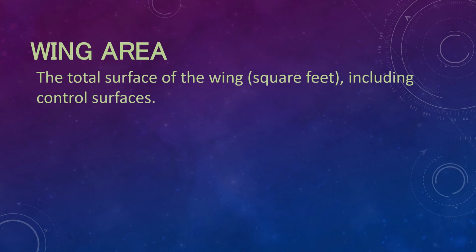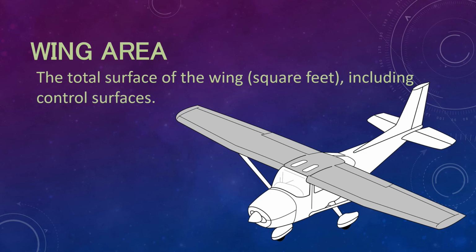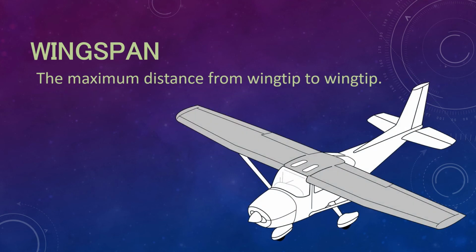Now for a couple simple, almost self-explanatory terms that we need to know. The wing area is simply the total surface area of the wing, which we usually express in square feet. When we calculate the wing area, we include the area of the control surfaces. As you can probably guess, the wingspan is the distance from wingtip to wingtip.